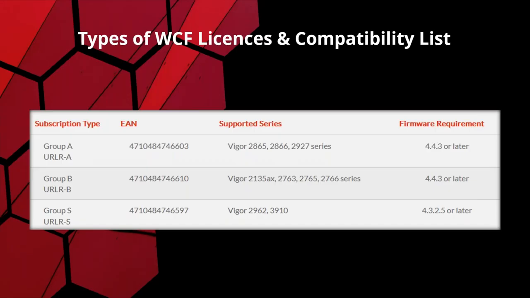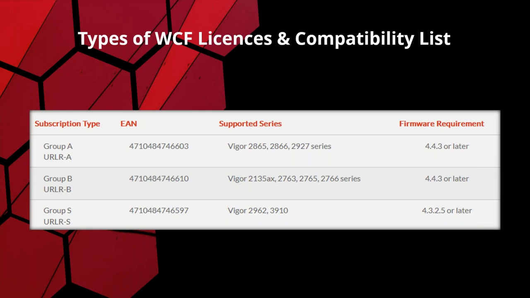Now let's have a look at the types of web content filtering licenses and the compatibility. There are still 3 types of web content filtering licenses. Group A includes the 28 series routers, such as the 2865 and 2866 models. Group B is for small business and home networks, where 2135AX and 27 series routers are used. The URL reputation compatible firmware will be 443 or later. Group S routers will need the 4325 or later firmware.